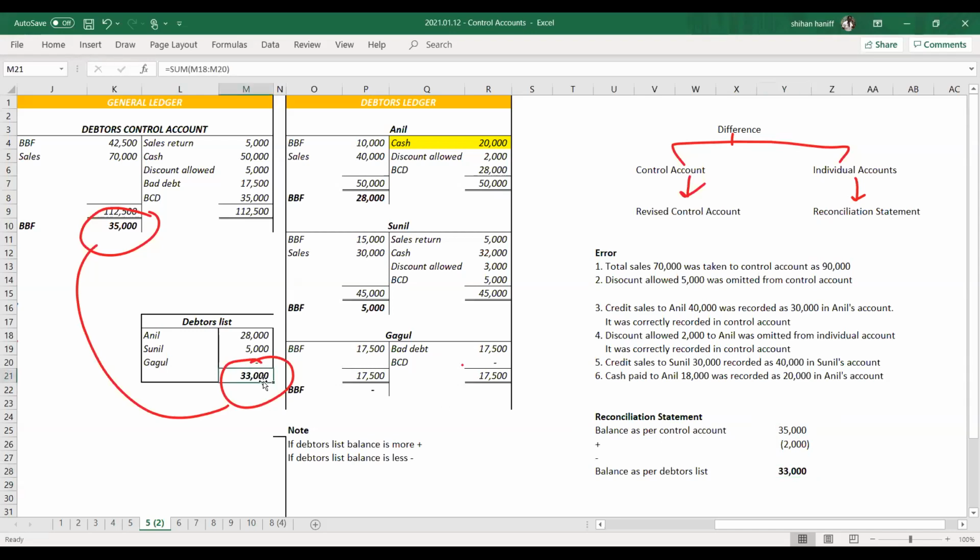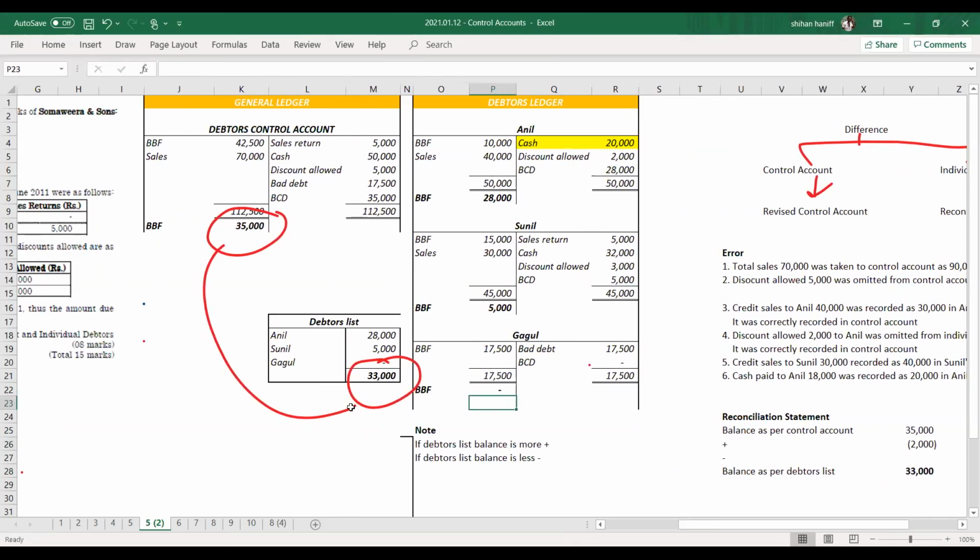So I'm telling again, I'm repeating again, we are not correcting. We are comparing. We are trying to get the debtors list balance from the control account balance. If you deduct more in the debtors ledger, the debtors ledger balance is less than the control account balance. So you compare it as less than the control account balance. That's why you deduct 2,000. Okay. So that is how we prepare the reconciliation statement.